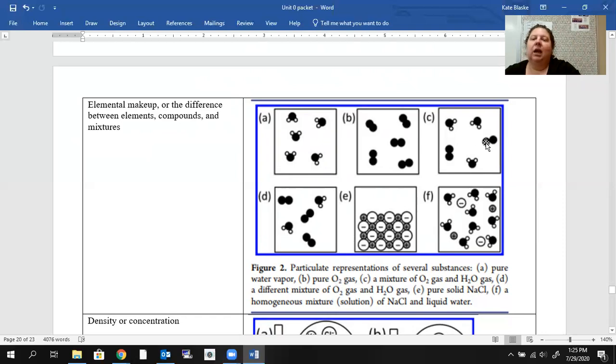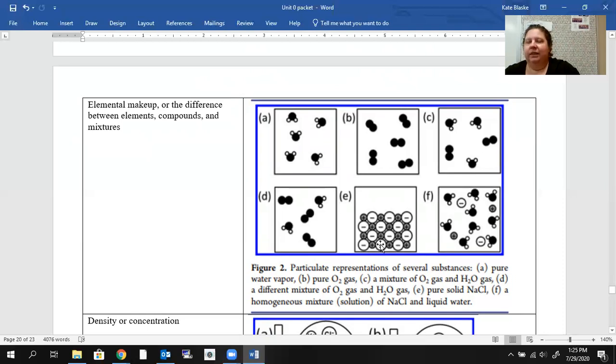Box C, now I see that there are two different types of particles in this box, so I know that this is now a mixture. I've got these water particles and these oxygen particles, still a gas because they're all floating around. D, same mixture, but a different ratio of particles. E, I know this is a solid. I can represent that by seeing how close those particles are together. Notice that some of them have positives and negatives on them, so this is probably ionic if I've got positive charges and negative charges.